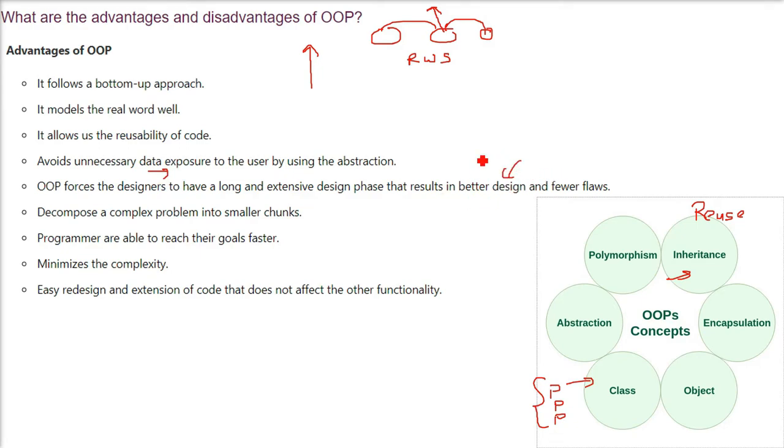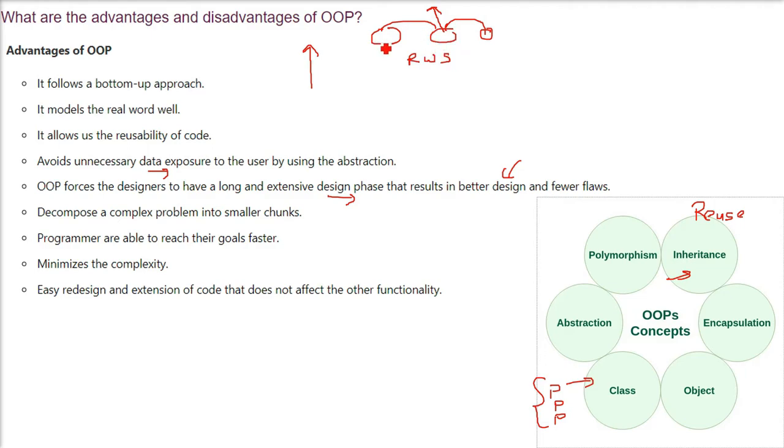Object-oriented programming forces the software designers to have a long and extensive design phase that results in better design and fewer faults. Most of the time is taken in design. If you make a good object-oriented design, then only can you make a very good solution to a real-life problem, and that will be in C++ or Java or PHP, etc.